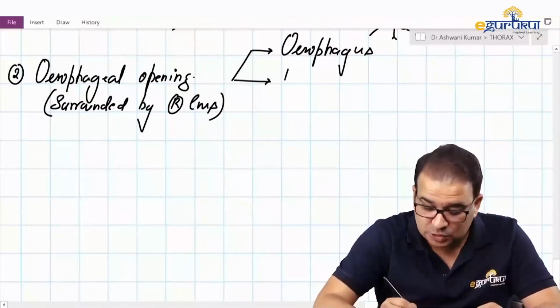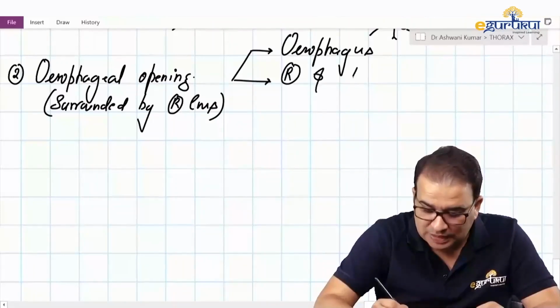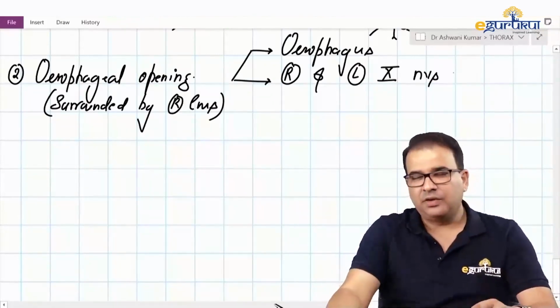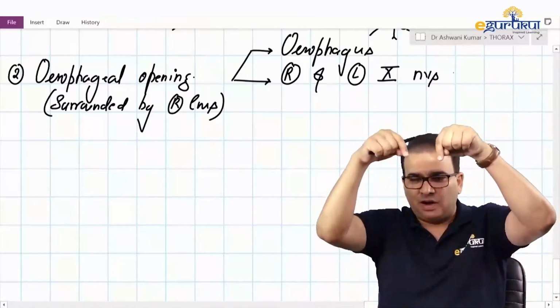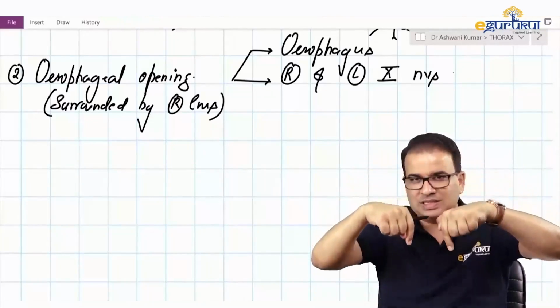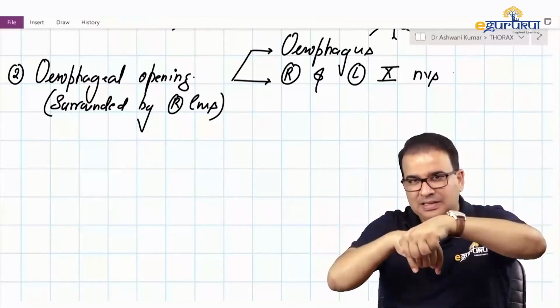Esophageal opening gives passage to the right as well as left vagus nerves. Right and left vagus nerve. See, vagus nerves, they run along with the esophagus through the esophageal opening, and as soon as they cross the diaphragm, they will turn like this.